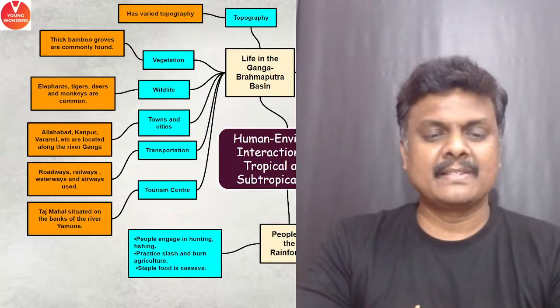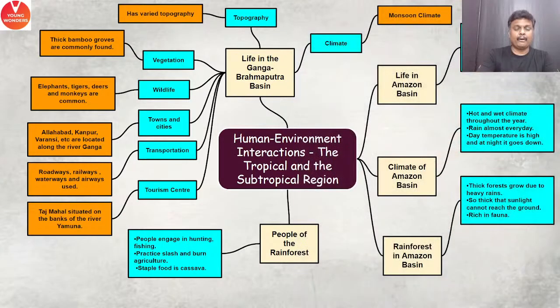Cool, guys. Here is the mind map for the chapter Human Environment Interactions, Tropical, Subtropical. Primarily, the mind map divides the chapter into 5 segments. Ganga Brahmaputra Basin, how is life? How is life in the Amazon basin? Similarly, when we speak about the Amazon basin: climate of the Amazon basin, rainforest, and people of the rainforest. 5 sections.